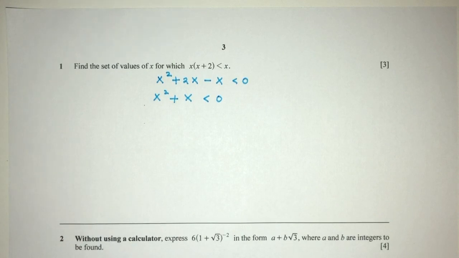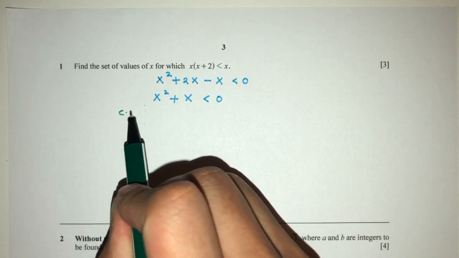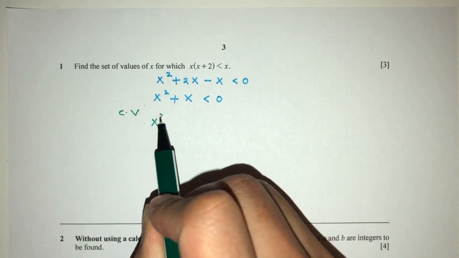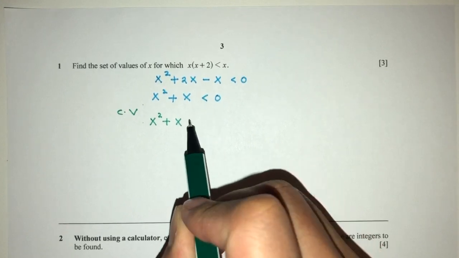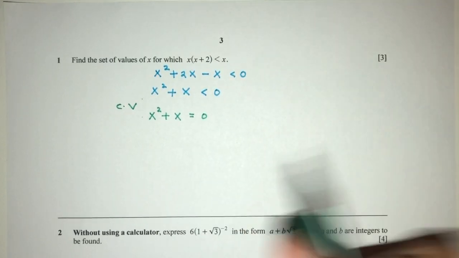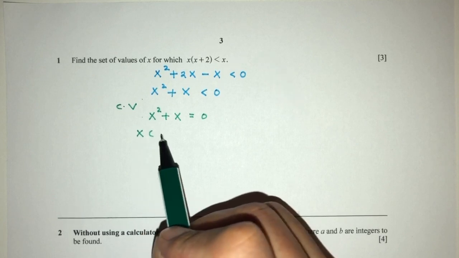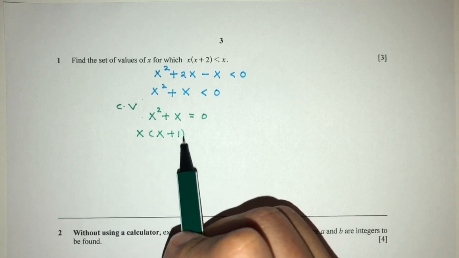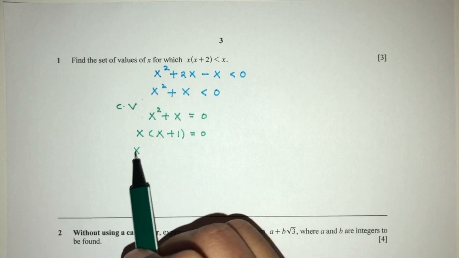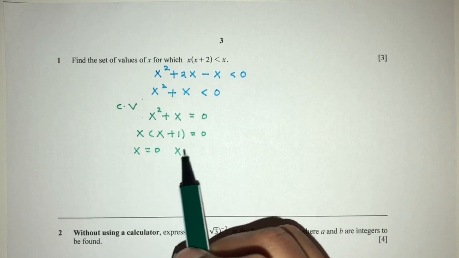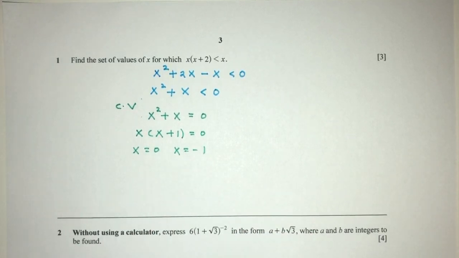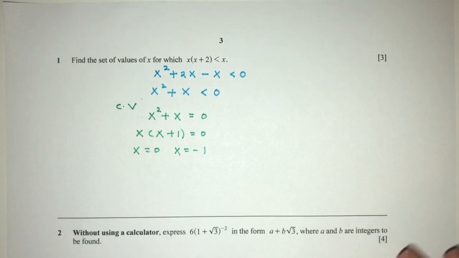Now, whenever we have this kind of question, we first try to find the critical values of x. Critical values of x is just the same equation, but we change this to equal to 0. Now, we can solve this by factorization. So, x is common. That will be x plus 1. So x can be 0 or x can be minus 1. Now again, this is not your answer for the question.